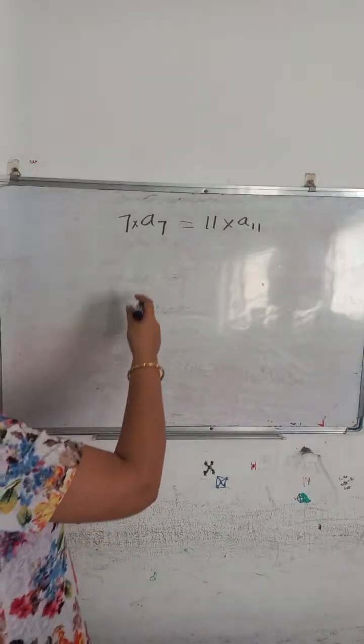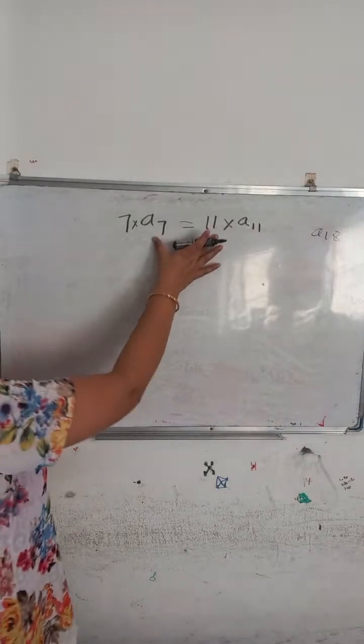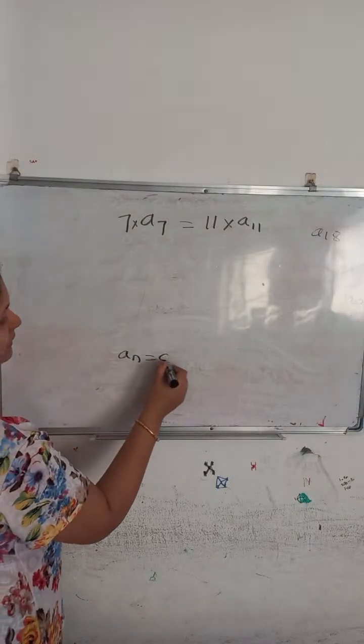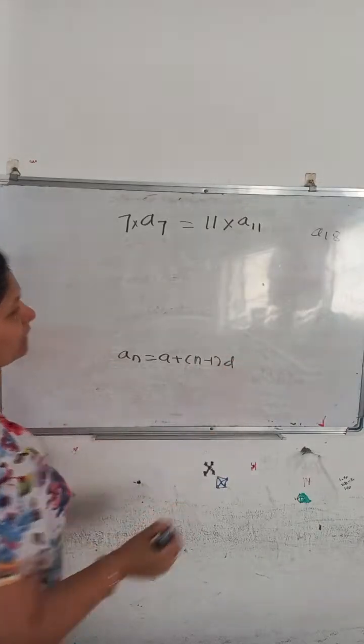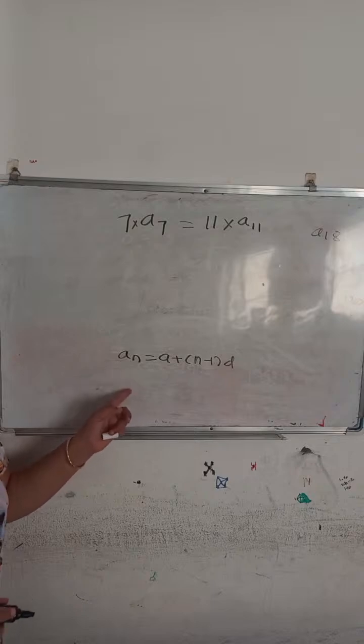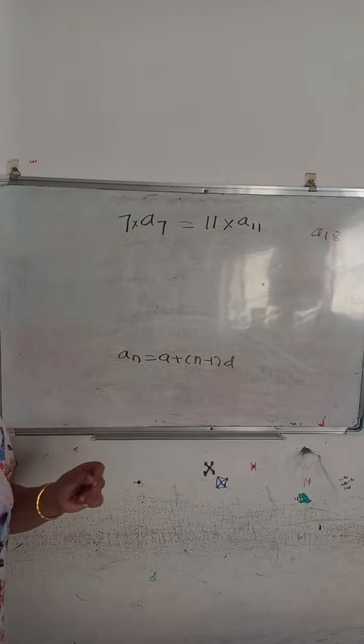Here they are giving 7, here they are giving 11, and they are asking to find the 18th term. That means from here you will get either A or D, and from that you have to find the 18th term. Understood? So here again you can use this formula: An is equal to A plus (n minus 1) into D. I request you all, as I am teaching, every time I am writing the formula, so don't be lazy, write the formula wherever it is necessary. At least for writing the correct formula, they will assign at least half a mark. So don't lose these marks.